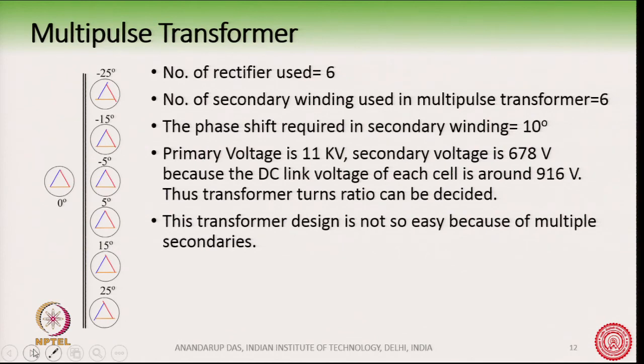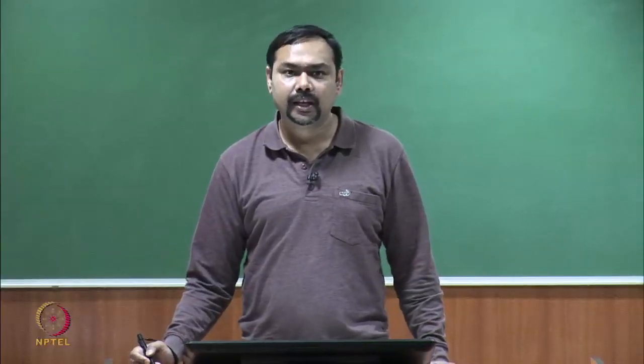And what about the multipulse transformer? The number of rectifiers to be used is 6, so there are 6 secondary windings. The phase shift required in the secondary windings is 10 degrees, which we have covered earlier also. The primary voltage is 11 kV, and the secondary voltage is 678 volt, because the DC link of each cell is around 916 volt. So, then you can decide the transformer turns ratio. The primary is 11 kV line to line and the secondary is 670 volt line to line. So, you can now decide the value of N1 to N2.